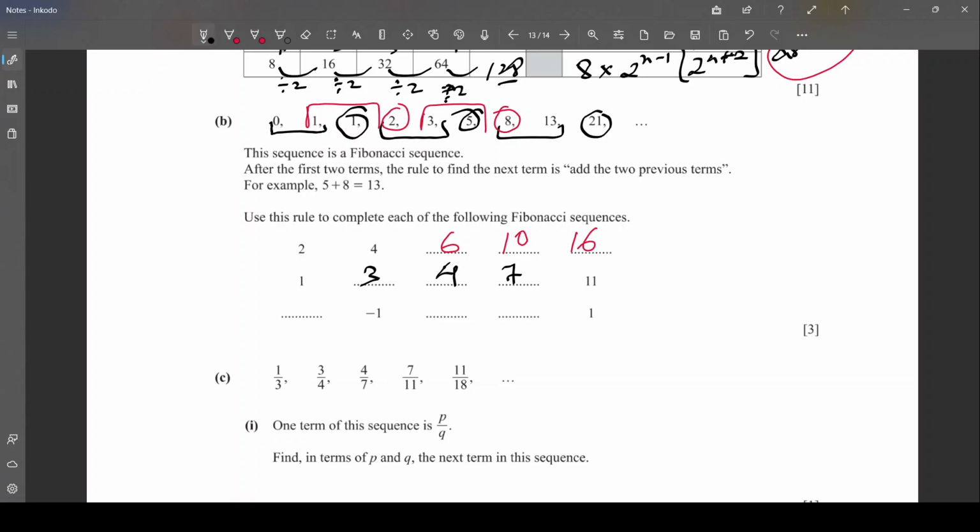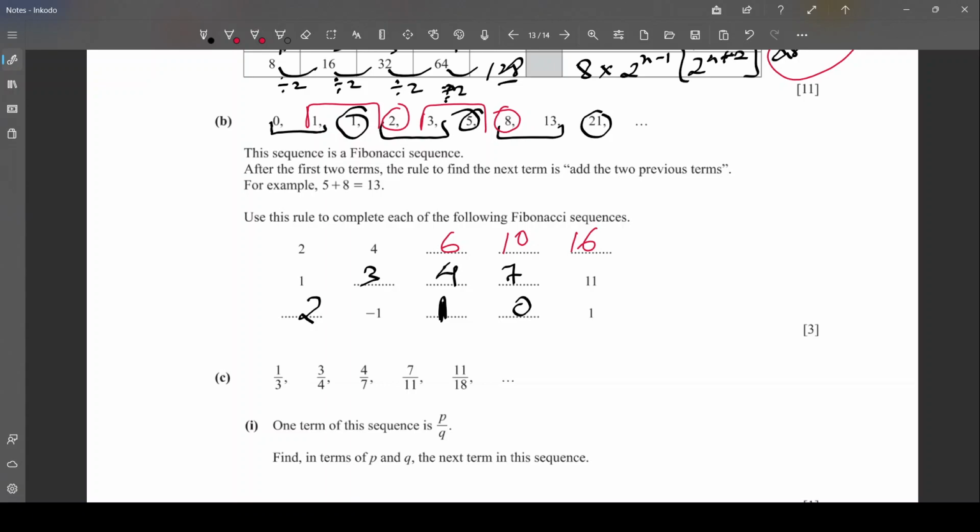Here also the Fibonacci sequence is used, so you have to find out the number that is being used here. If I write 2, then 2 minus 1 is 1, and then 1 minus 1 should be equal to 0, and 0 plus 1 is 1. Yes, this is also correct.